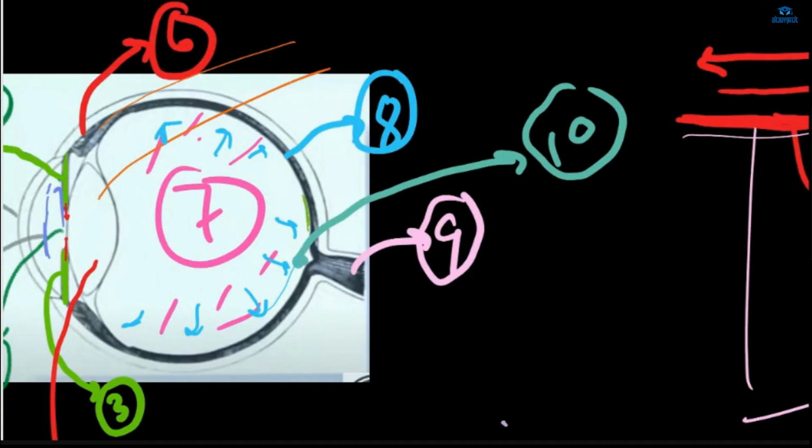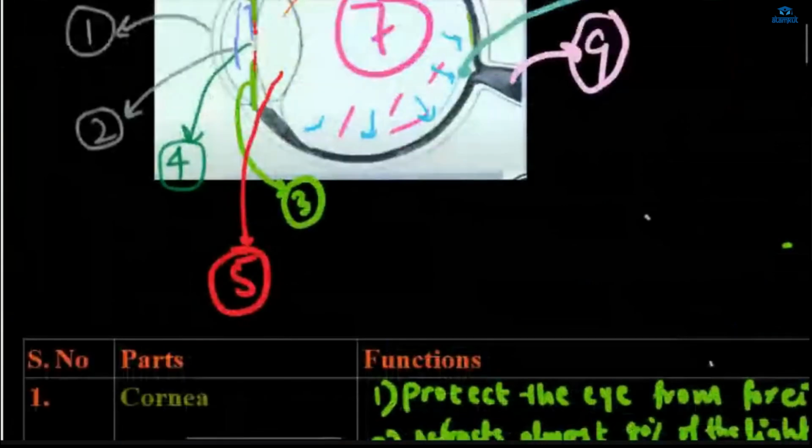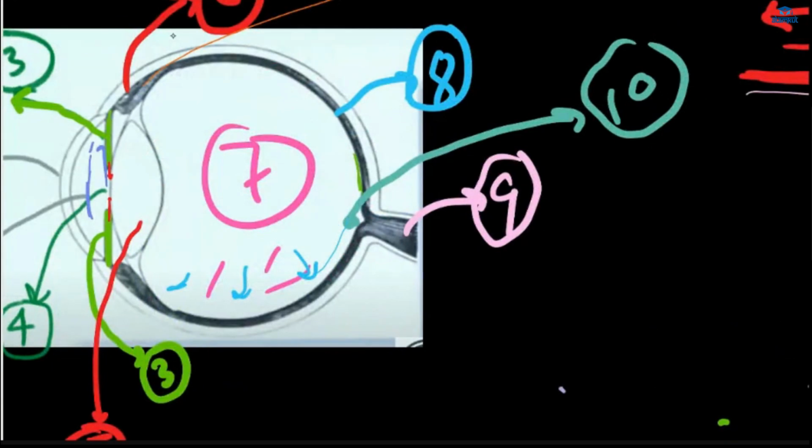I don't think that I have not shown. Which number is this? Retina is 8, no? Oh, I just showed it with the blue color. That's why I got this, it is your retina. Let me show with the blue color only.